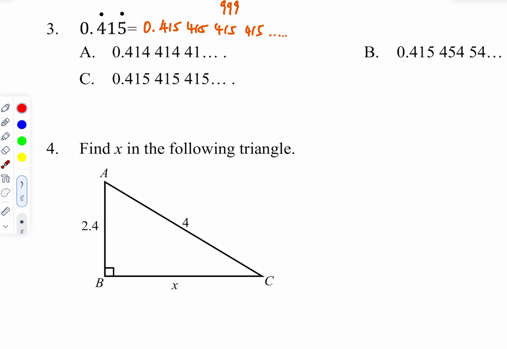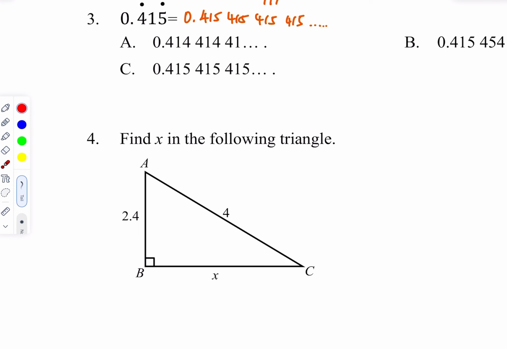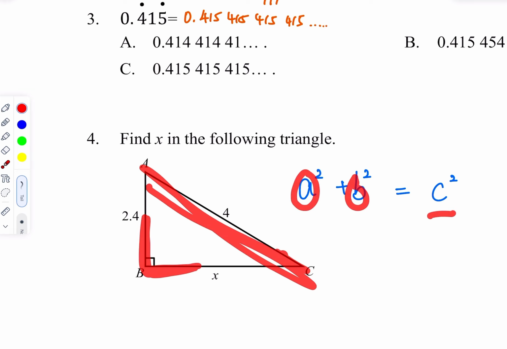Alright, next, triangle. For the triangle, what do we have here? This is a right angle triangle. When we see a right angle triangle, we always think of a theorem called Pythagoras theorem. What is Pythagoras theorem? a square plus b square equals c square. What is a, what is b and what is c? a and b are the shorter lines, the legs of the triangle, and c is the hypotenuse, the longest line. So fill in the information.